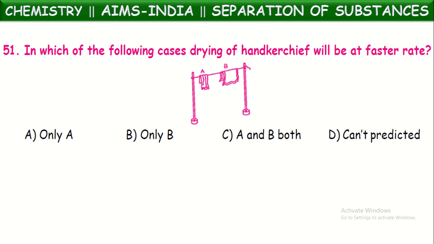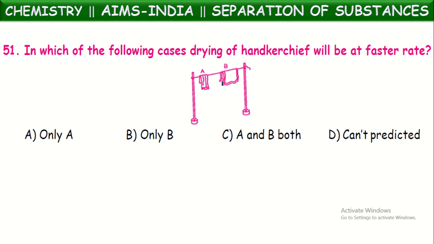In which of the following cases will drying of a handkerchief be at a faster rate? So they have taken two kerchiefs of the same size and the same wetness. One is taken onto the hanger with foldings. The other one is kept without any foldings, spread over. Now, which will be dried faster? Which will be dried at a faster rate?